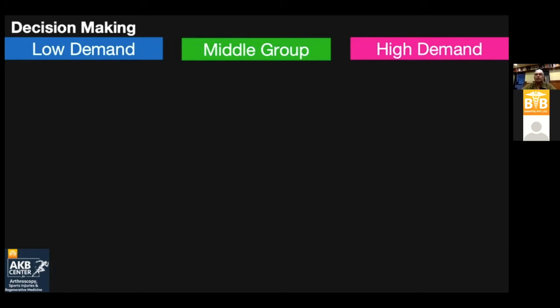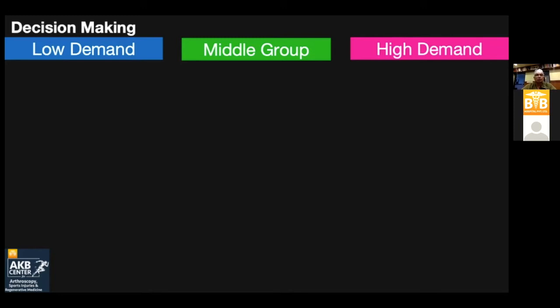We all know that high demand groups are basically sportspersons, laborers, and those people who require frequent overhead activities. Low demand are like us, doctors, housewives, those people who do not use their shoulder for overhead activities. Then a good bunch of people fall into the middle group, who are basically recreational sportspersons, people who do a little bit of sporting activities, weekend warriors. These are the people who fall into the middle group.